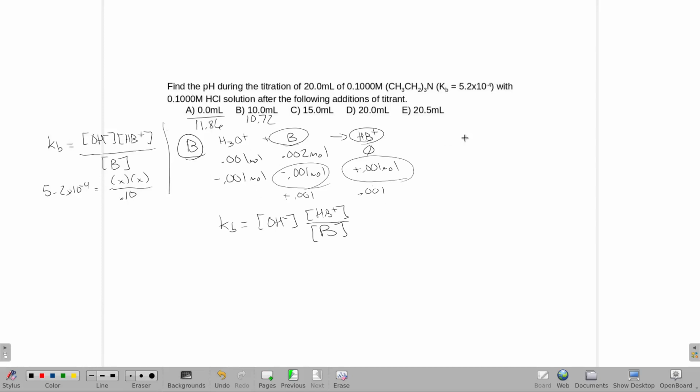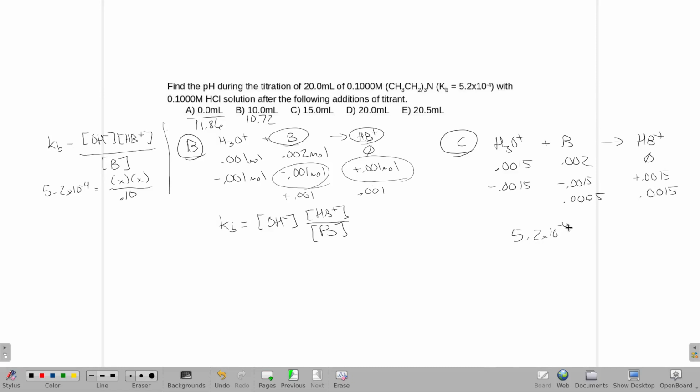Alright, let's do the same initial first step for C. H3O plus is now 0.0015 because we use 15 milliliters, and the base is still the 0.002. The smaller of the two is the acid. This doesn't go to 0, so we still care about the HB plus that's being made. It's at 0, but it went up by that. So this is 0.0005, this is 0.0015, and we're still in the buffer region.